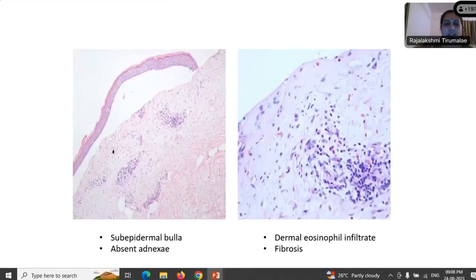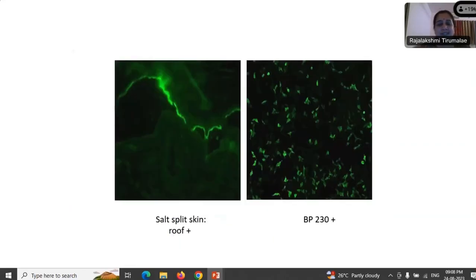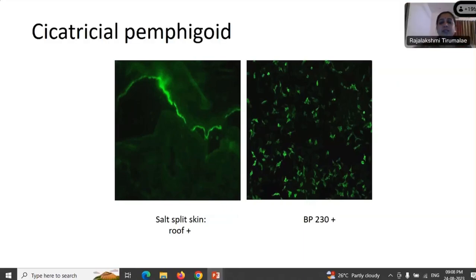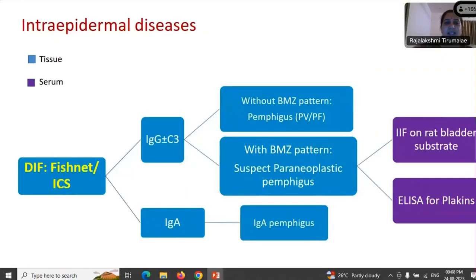So somebody wants to take a guess at the diagnosis? What are we looking at? Pemphigoid. Yes? Mucous membrane pemphigoid, ma'am. Yes, we are looking at mucous membrane pemphigoid or cicatricial pemphigoid. So this was a case which we could solve because we had the biochip. That was just an example.